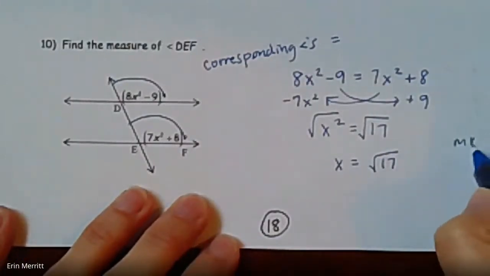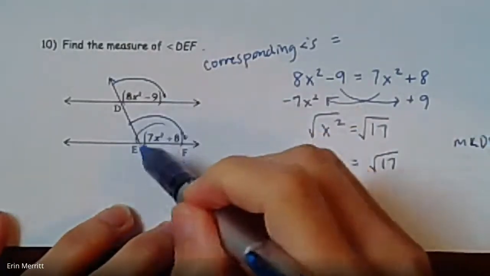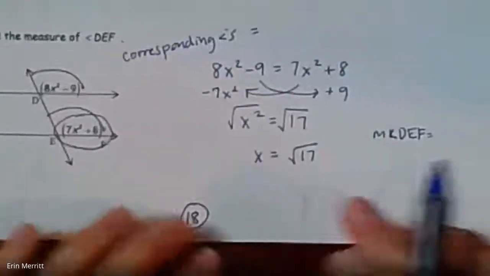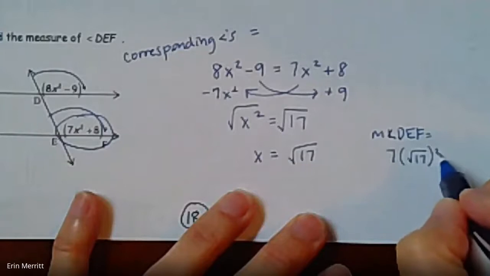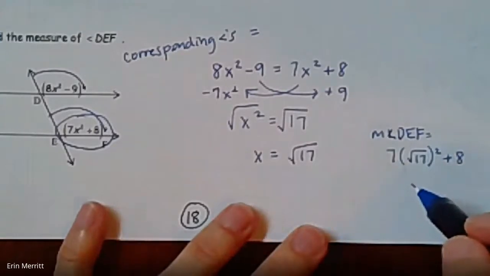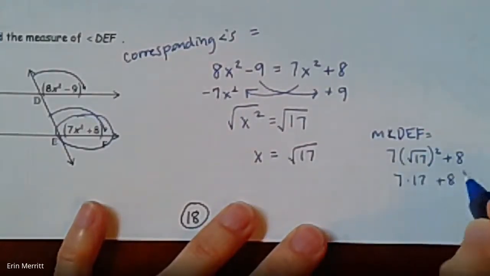So measure of angle DEF, that is this guy. So we're going to plug right back in. So let me slide over. We're going to plug in 7 times radical 17 squared plus 8. When you square a square root, those are inverses. They just cancel each other out. So you end up with 7 times 17 and then plus 8.